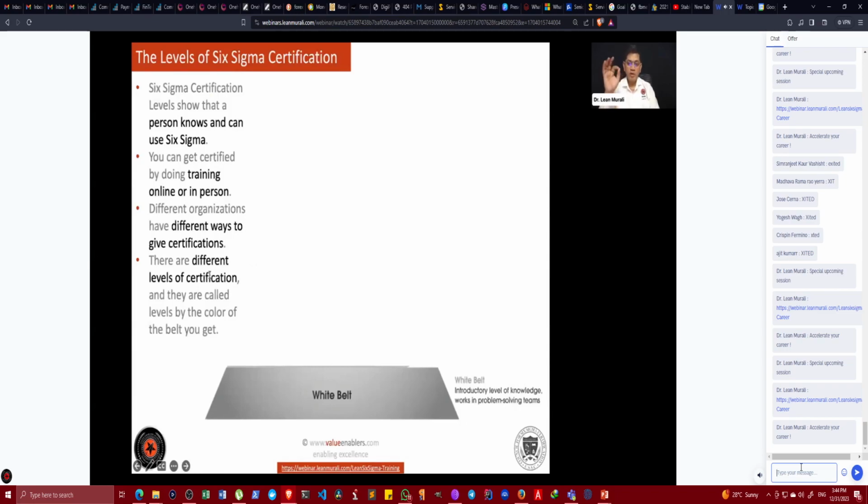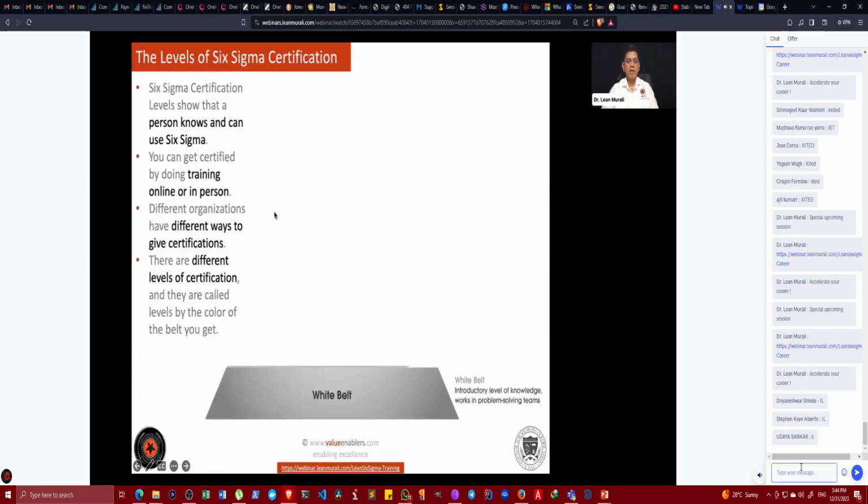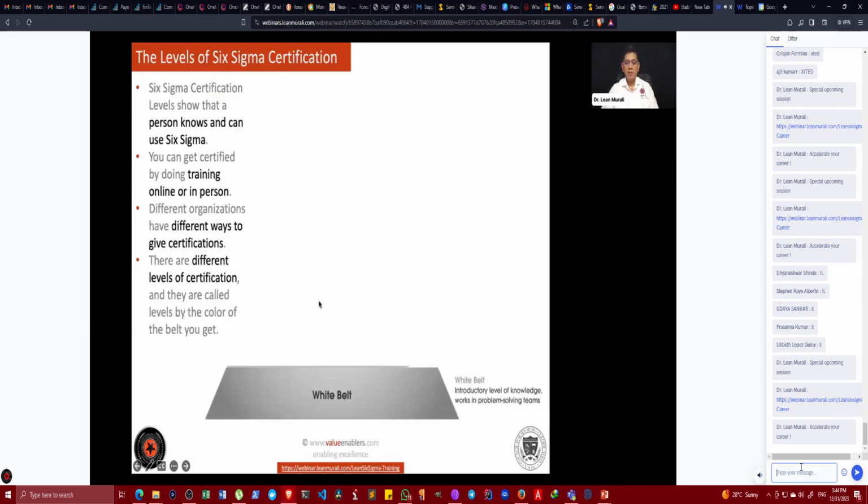White belt is introductory level, which just gives you some introductory level of knowledge. Okay? Then comes yellow belt. Okay, so they can participate as a project team member and review process improvements. Okay, so yellow belt has got a good understanding of DMAIC methodology. They can participate as project team members and also participate in the reviews.